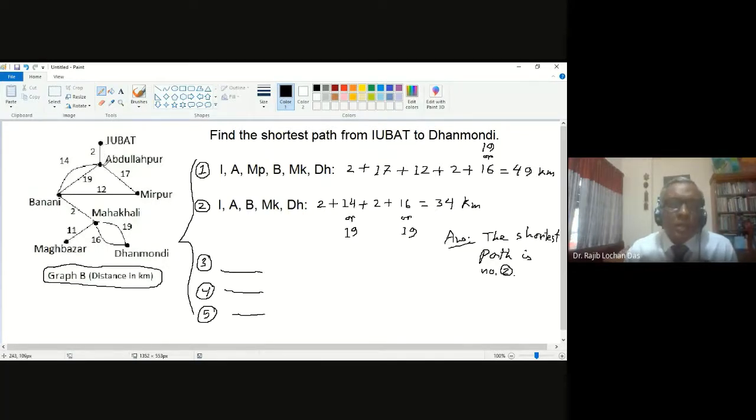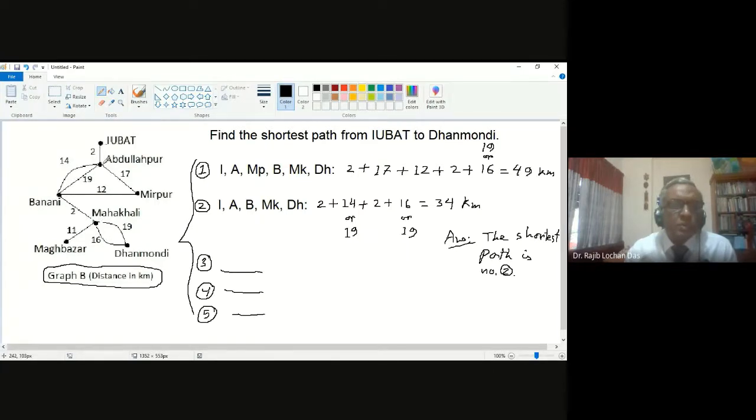So when you are in Abdullahpur, then you have options for Bonani and Mirpur. Then you will check which one is the shortest. So you have a 14-kilometer road, you have a 19-kilometer road, you have a 17-kilometer road. So which one will you take? That is your option. So your algorithm will work in a way so that you can find out the shortest path finally, eventually.